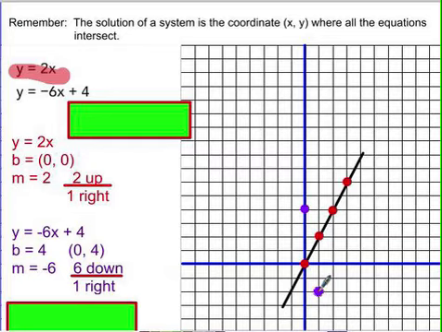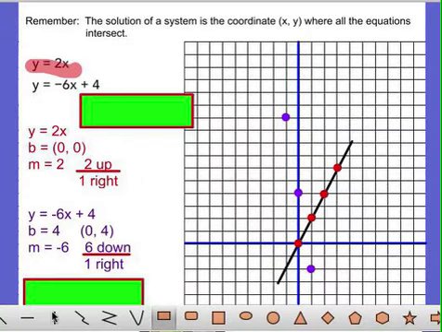Now, as you can see, I'm running out of room. I can't go 6 down and over 1 to the right. So I can go in the complete opposite direction, starting with my y-intercept. So I go back to my y-intercept. Instead of going 6 down and 1 to the right, I'm going to go 6 up and 1 to the left. So I stay on the same line. Okay, I have my 3 points. And now I can draw a perfectly straight line.